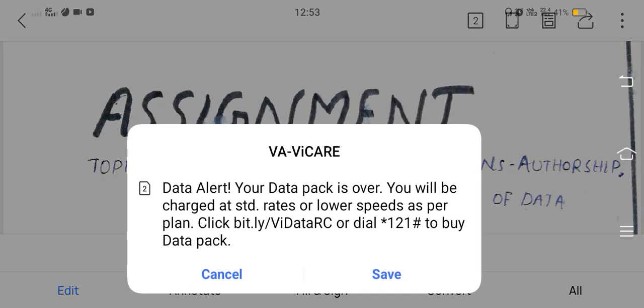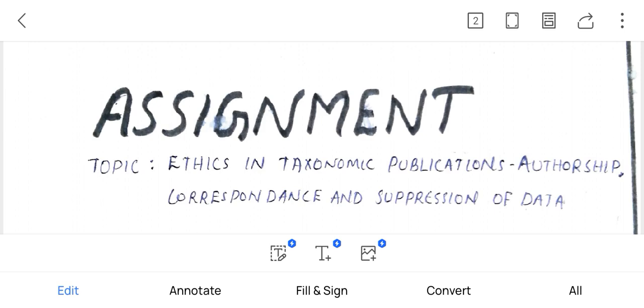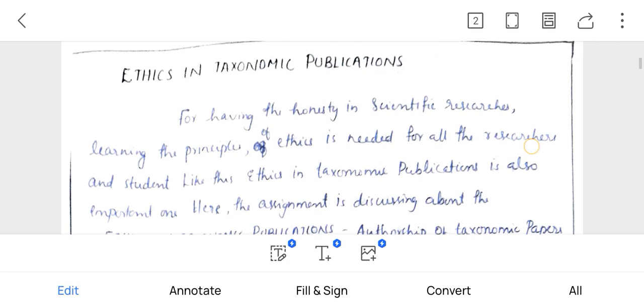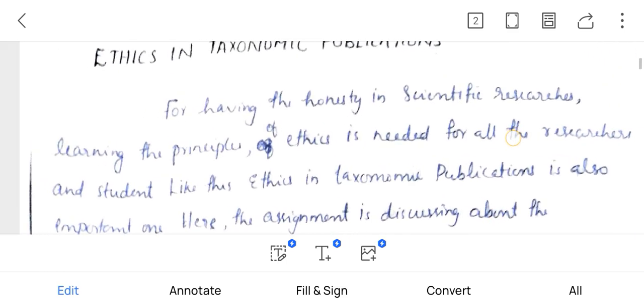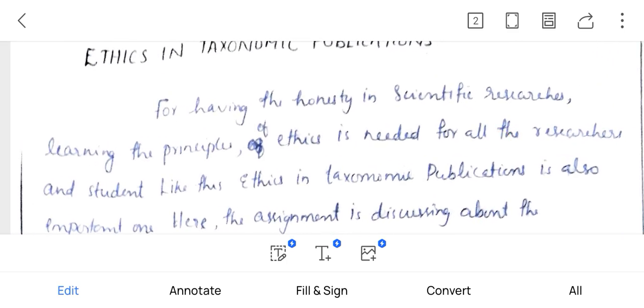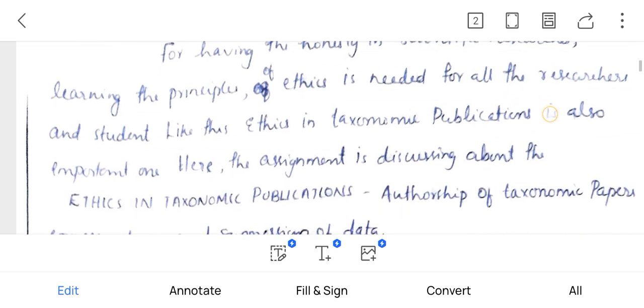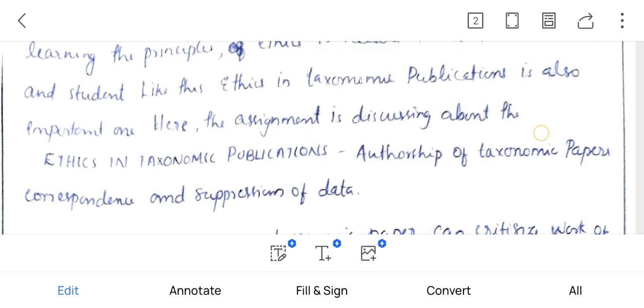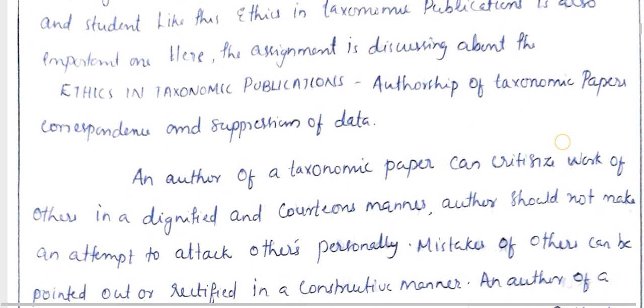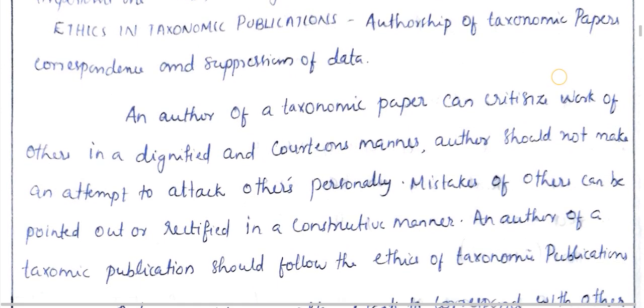Next topic: ethics in taxonomic publications, authorship, correspondence, and suppression of data. Ethics in taxonomic publication. For having honesty in scientific research, the principles of ethics are needed for all the researchers and students. Ethics in taxonomic publications is also very important, and here the assignment is discussing the ethics in taxonomic publications, authorship of taxonomic paper, correspondence, and suppression of data.